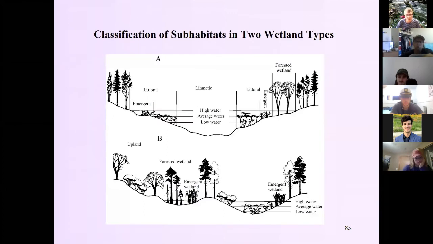So we can classify subhabitats in two wetland types. We think about there being subhabitats within a wetland. On the top, A, we have high water, average water, and low water. If the high water is going into a forest, we get a forested wetland. That could be those cypress swamps. We have a forested wetland here in Manhattan.